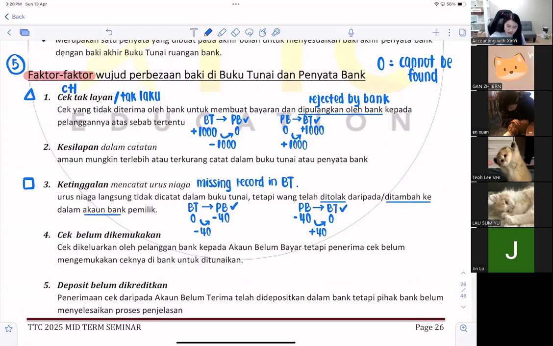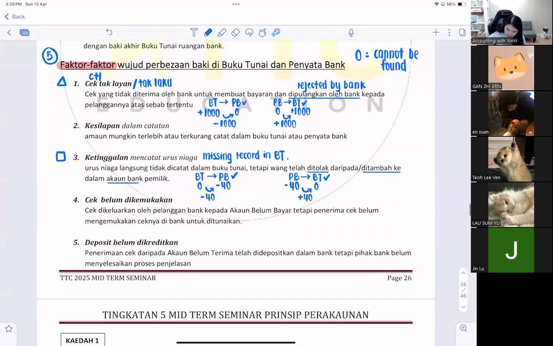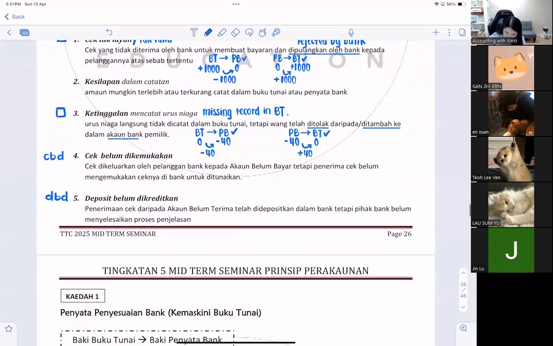But anyhow, for ketinggalan, it must be buku tunai, not found with number. Check tak layan, Penyata bank, not found with number. Okay, all right. So next, number 4 and number 5, we call them by short form CBD and DBD. Now CBD and DBD are both almost similar cases, where one of them is us issuing a piece of check, cek dikeluarkan. Another one is us receiving a piece of check. So you understand that first, no matter which method we are using, again, I'm showing you the comparison.